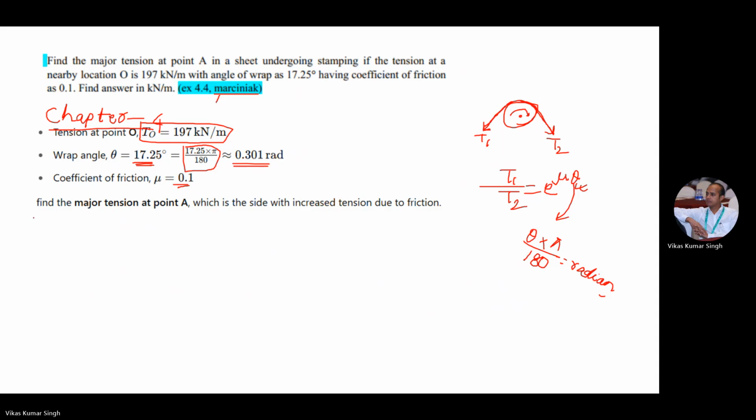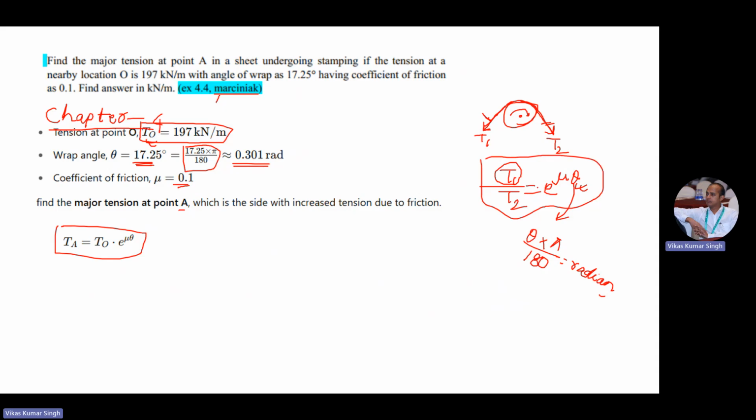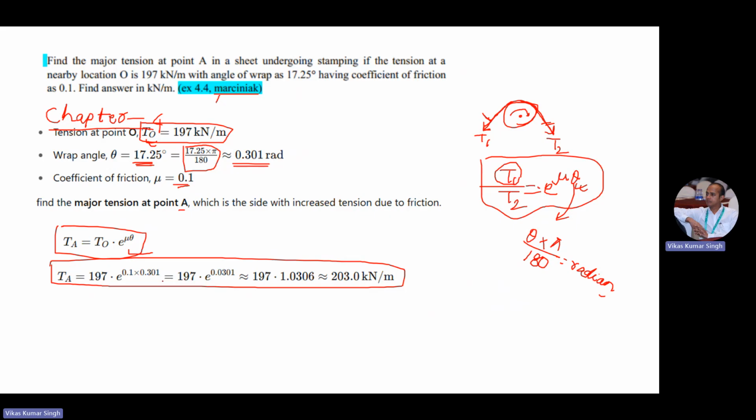So find the major tension at point A. Major means T1, and here T2 is given. This is the T2 value, which is the side with increased tension due to the friction. This is the high tension side, and this is the slack side. If you remember the engineering mechanics or dynamics of machines chapter on belts and pulleys, you can easily get this formula, the same formula I have written here. Only T2 is multiplied here. So you will get this if you put all these values, and we can find the final solution after the calculation.